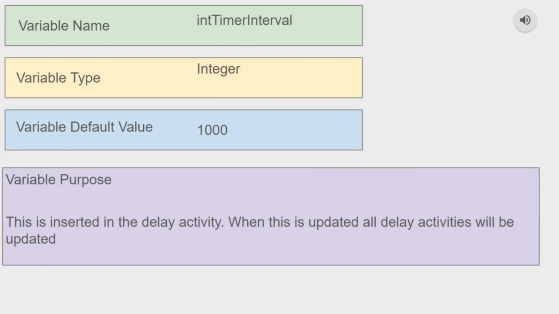Variable name: int timer interval. Variable type: Int32. Variable default value: 1000. Variable purpose: I place this variable inside of the delay activity. I then copy and paste the delay activity all throughout the sequence. If I need to modify the delay activity, I can just modify this variable and all delay activities get updated from the variables section inside of OpenRPA.